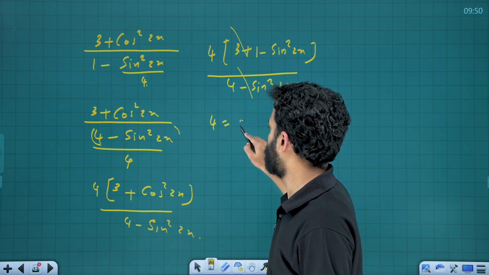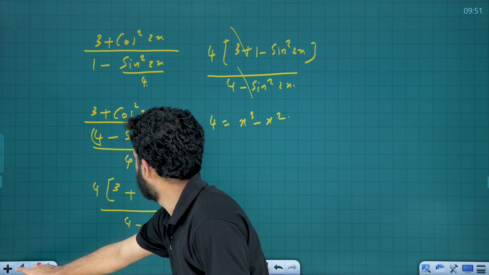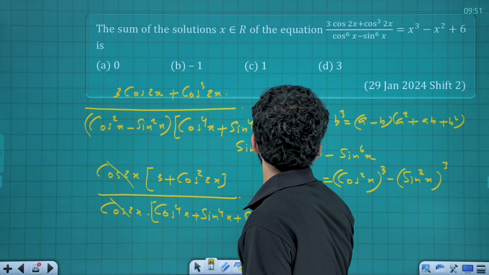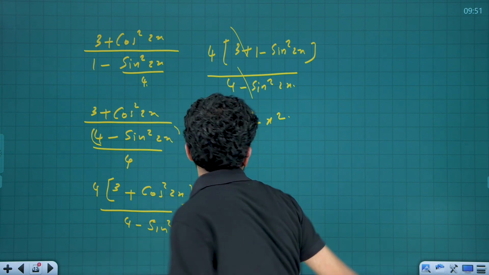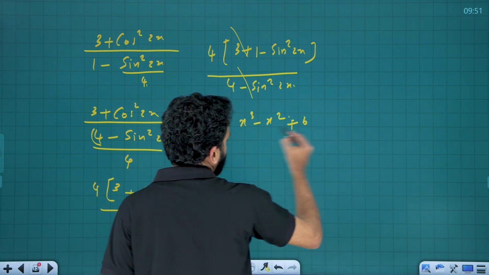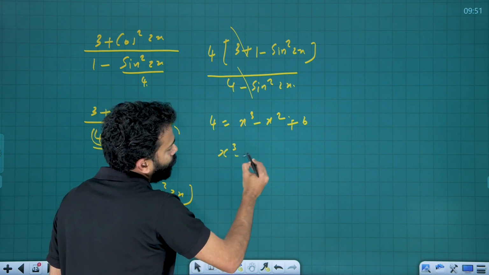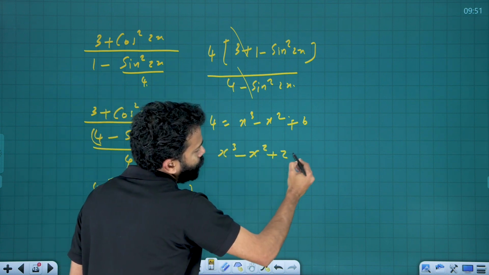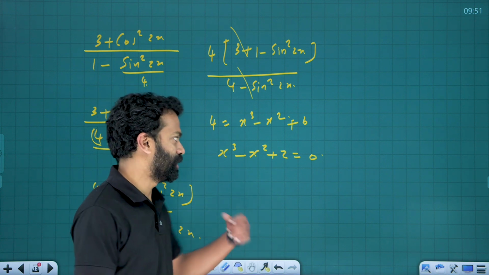4 is equal to x cube minus x square, let me check, x cube minus x square plus 6. Okay, if you take 4 to the right hand side, it will be x cube minus x square plus 2, which is equal to 0. It's a cubic equation and algebraic part.